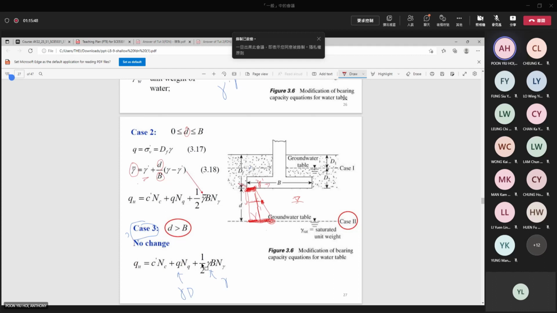So this is the idea of how water will affect the calculation, how water will affect the use of this formula. Okay, so basically there are 3 cases. One case is when water is between here, one case is below, and the second case is actually between here. So there are actually 3 cases.